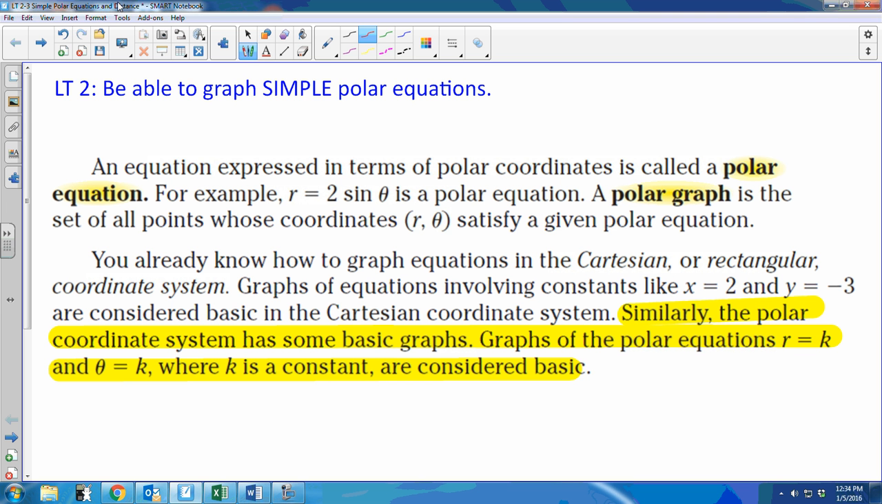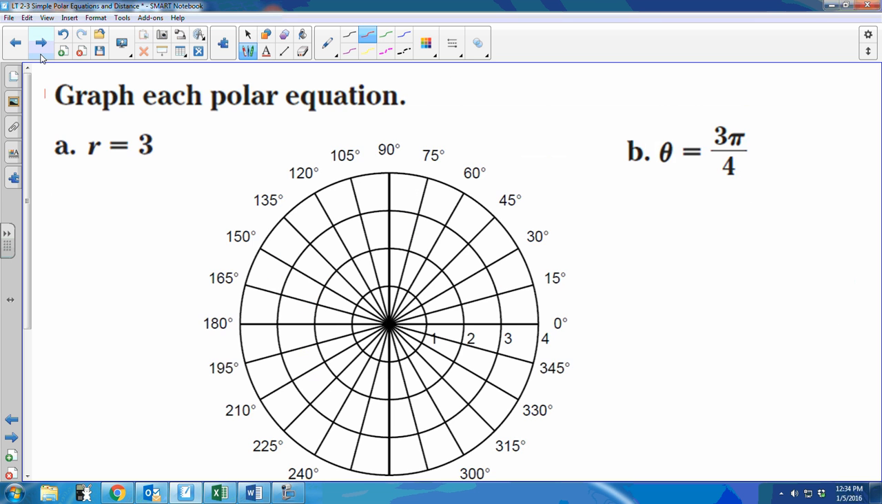Okay? So today we're going to graph the two most basic polar equations, where r equals a constant and where theta equals a constant. We're going to talk about it. So the first one is r equals 3. Remember, r is the distance from the pole. If you're going to graph any points that have an r of 3, I could start graphing any one. But no matter what the angle is, the r has to be 3. So there could be one there, and there could be one there, and there could be one there.